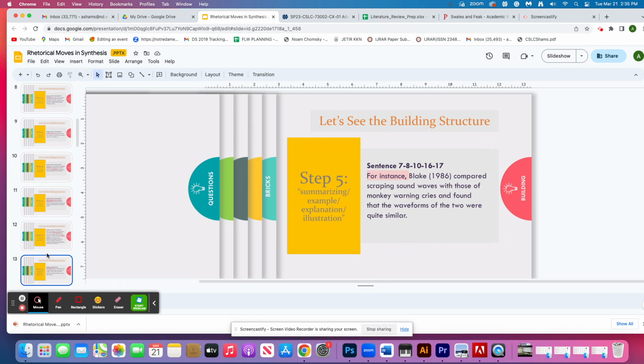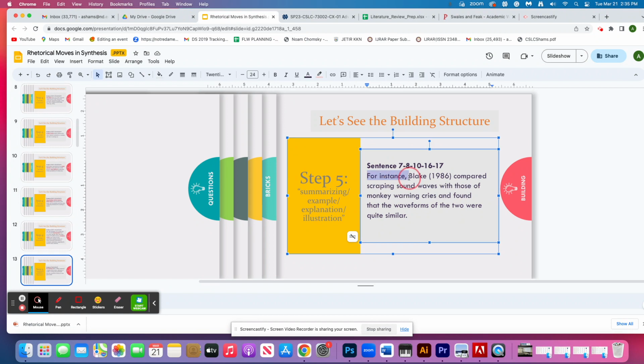Now, step 5. Step 5 is about summarizing a concept, or giving an example, or giving an illustration, or explaining a topic, or certain ideas. So where do we find step 5 in this particular essay? In sentences 7, 10, 8, 16, and 17.